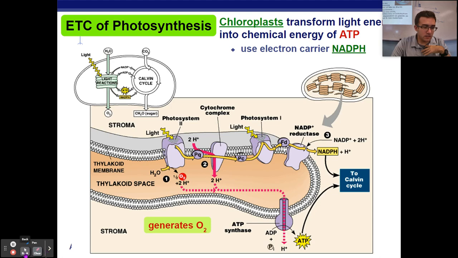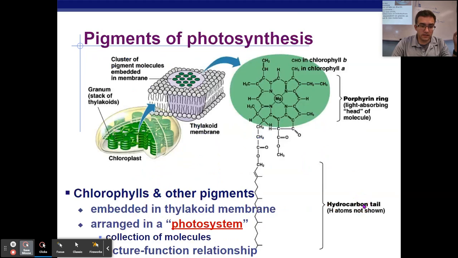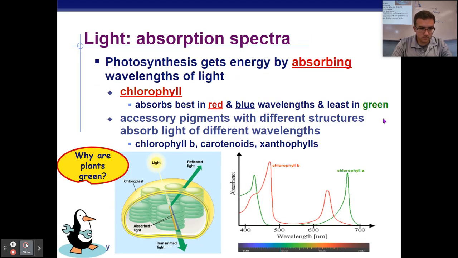So let's talk a little bit about light. How it works is the pigments are chlorophyll. This is what chlorophyll looks like right here. And a photosystem is just the arrangement of these pigments, of this chlorophyll. There are other molecules as well, other pigments that we use to capture light and that help in photosynthesis. But let's just look at chlorophyll and light for right now.